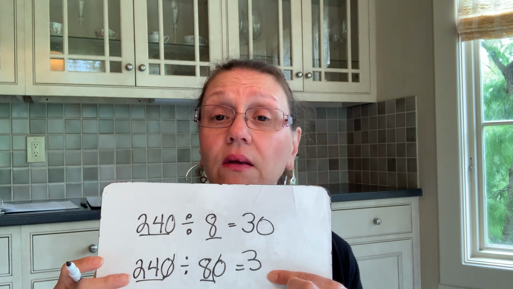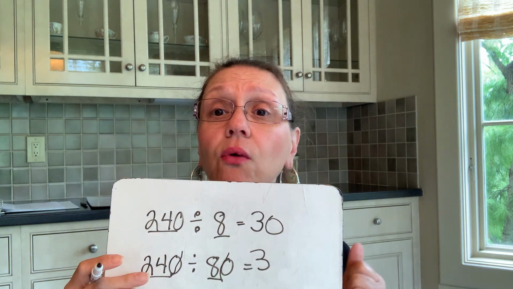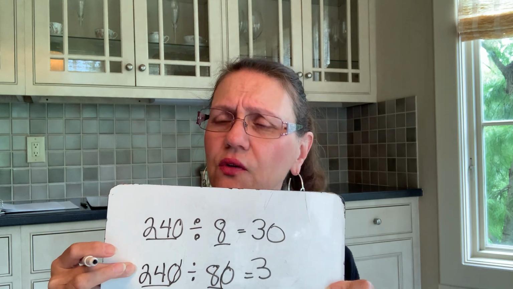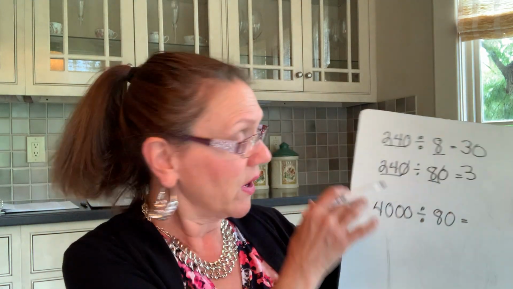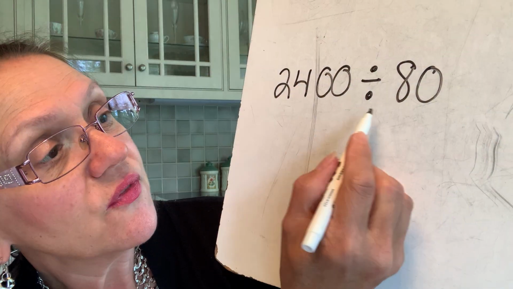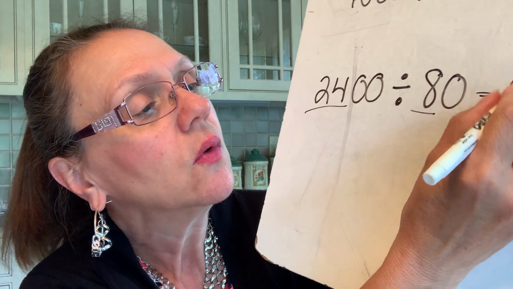Let's check it. 3 times 8 is 24. Add the 0, 240. That equals our dividend. Is that confusing? Let's try another one. Okay, so let's try this one.